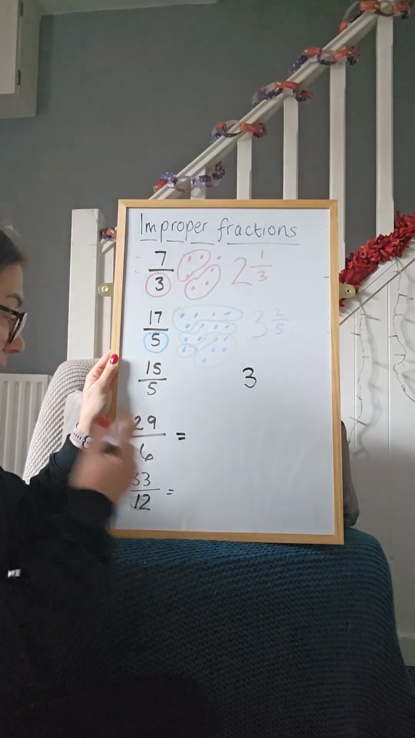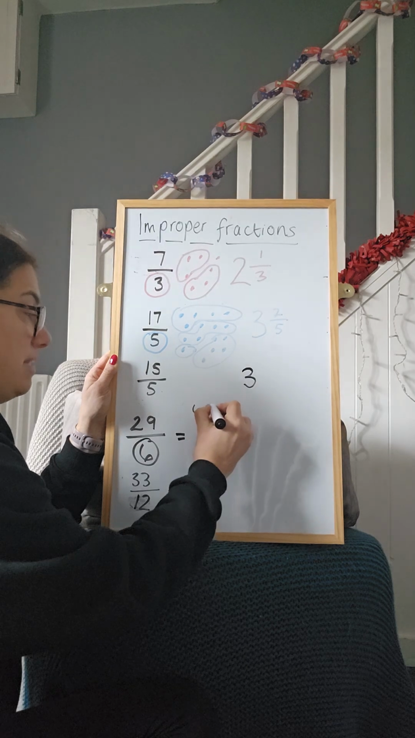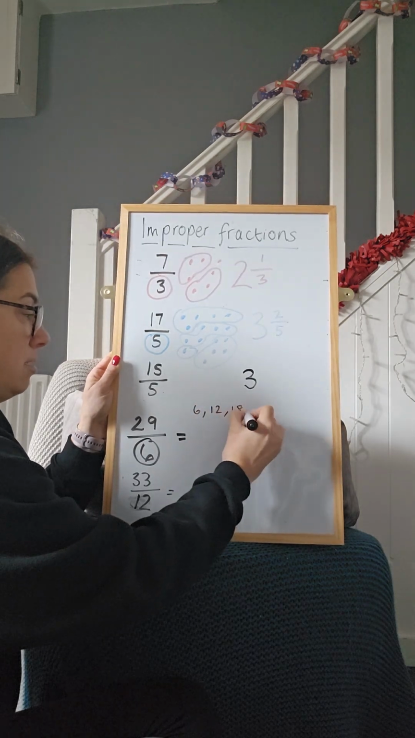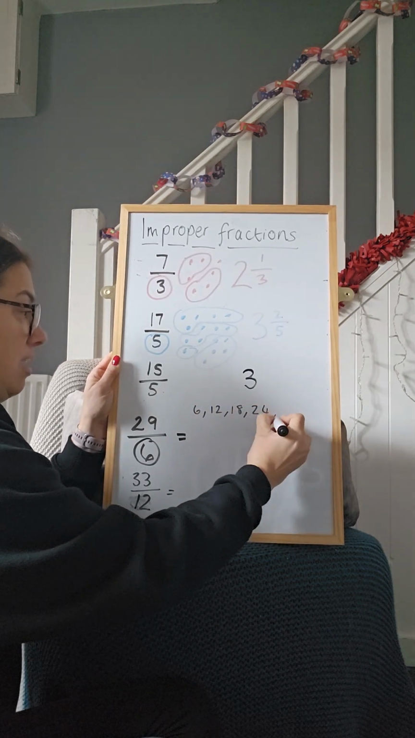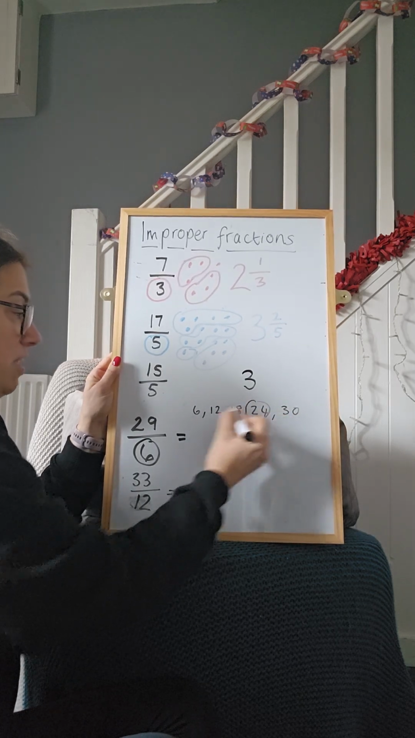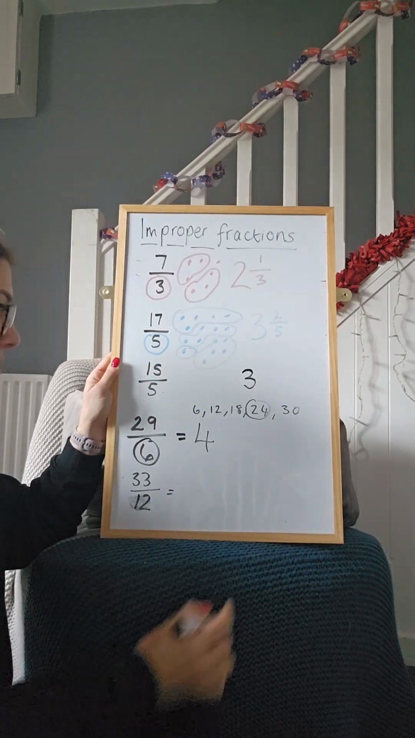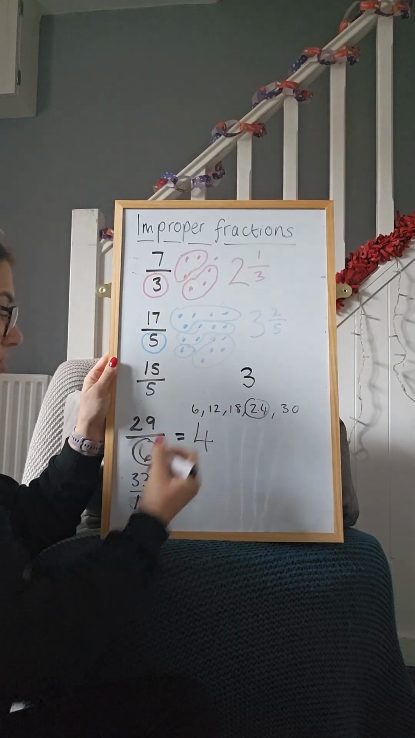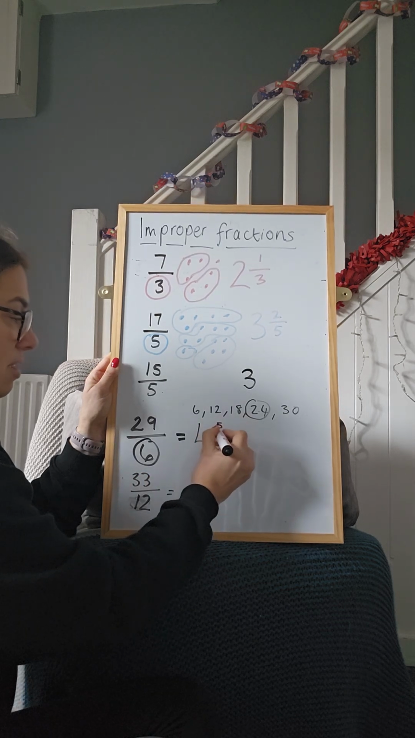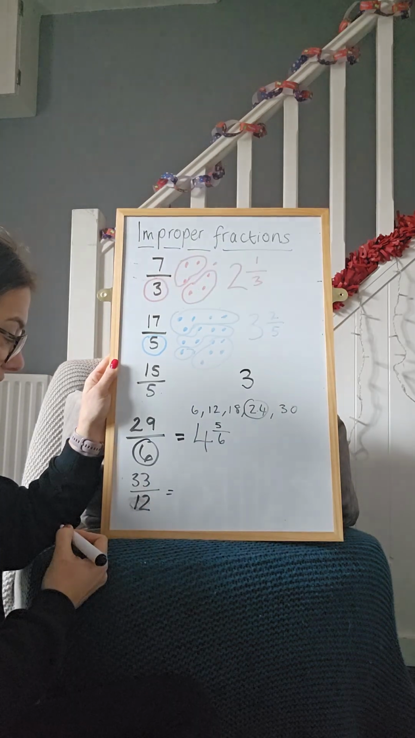Okay, so 6 into 29. If you're not sure, you can count up in 6s. Okay, 30 would be too big. So we're going to go for this one here, which is 1, 2, 3, 4. So my whole number is 4. My remainder from 24 to 29 is 5. So 5 is my numerator, 6 is my denominator.